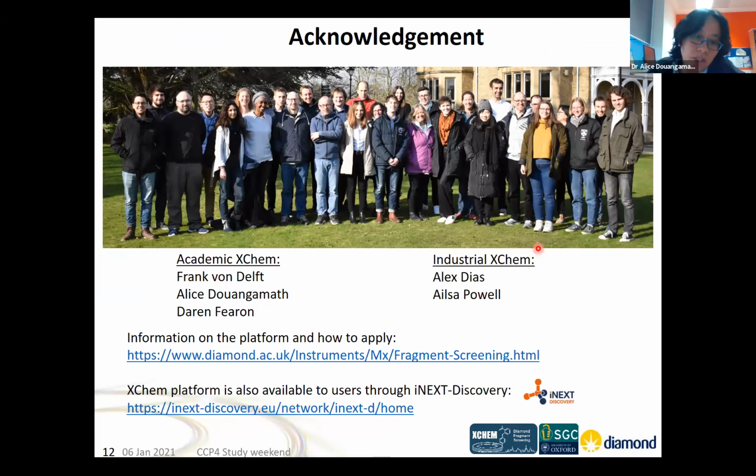And if you have any questions on access or requirements for the academic, you can talk to us, while the industrial will contact the industrial XChem team. There's a lot of information on the web. And also you can access that platform through the iNEXT-Discovery, which we've used before the lockdown, and it's very helpful for European users.